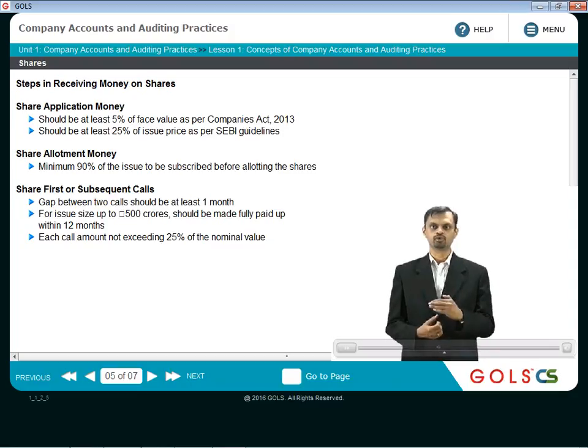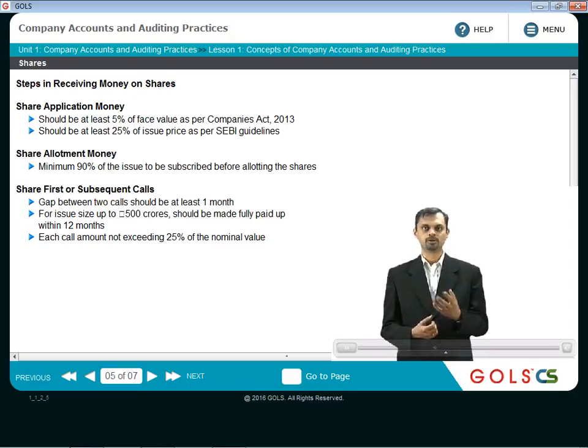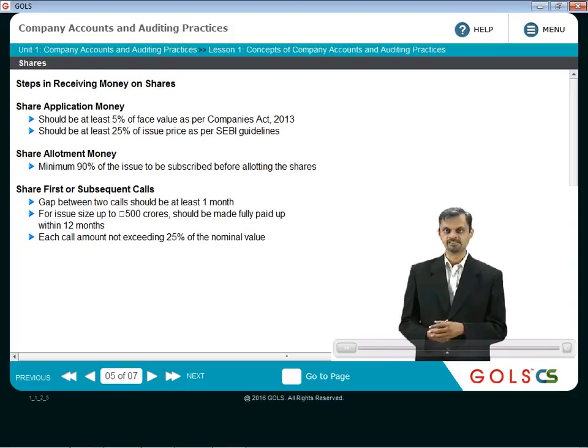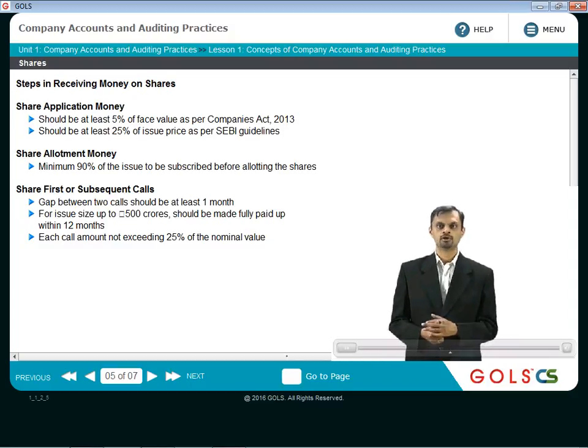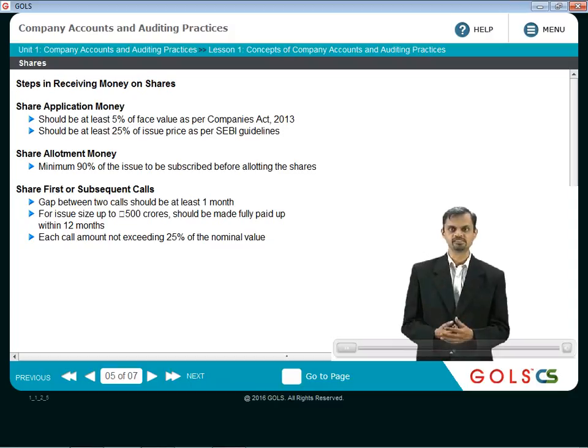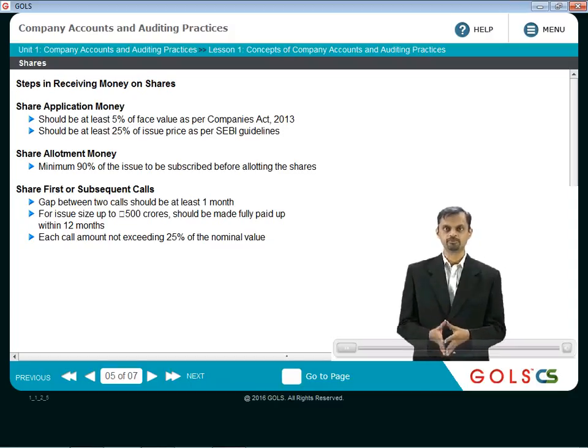Now between the two, obviously the company has to comply with Companies Act as well as SEBI guidelines. So between 5% of face value and 25% of issue price, obviously 25% of issue price is the higher amount. So that is why the minimum application money that at any point of time the company should ask for is 25% of the issue price as per SEBI guidelines, so that the Companies Act also is automatically complied with.